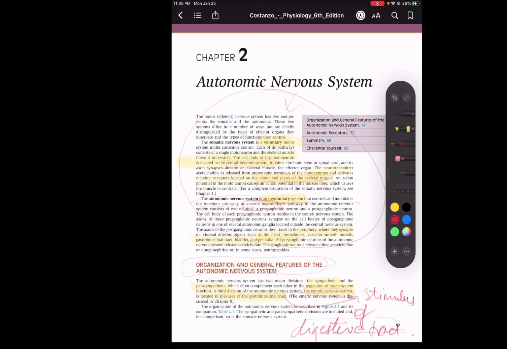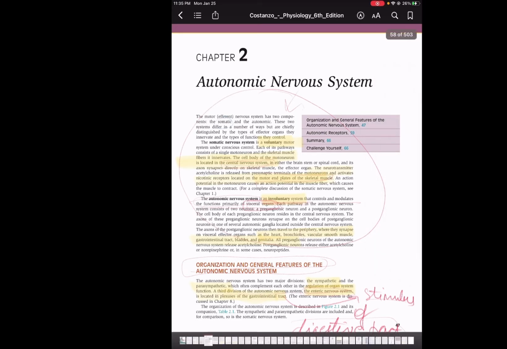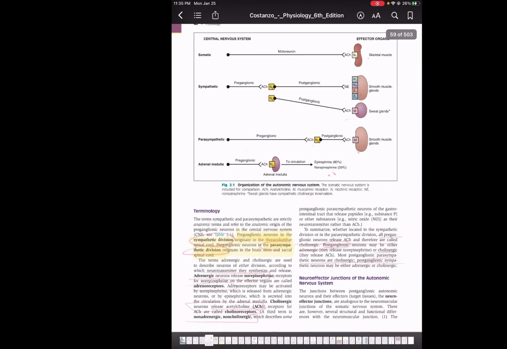That's all. Here we have completed our first page of the autonomic nervous system. Then we are coming to the second page.